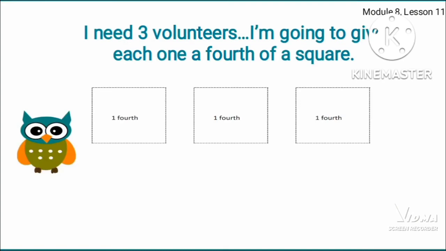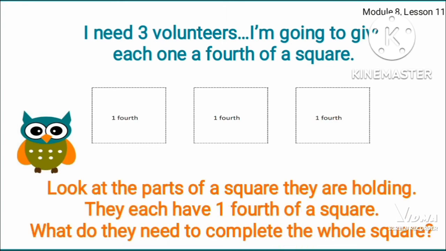Now, look at these rectangles. These are special rectangles called squares. All the edges are of equal length. Now, I want to make 1/4. I want to make a fourth. I'm giving each person 1/4. Now, I've given out 3 persons 1/4, 1/4, 1/4 of the square.